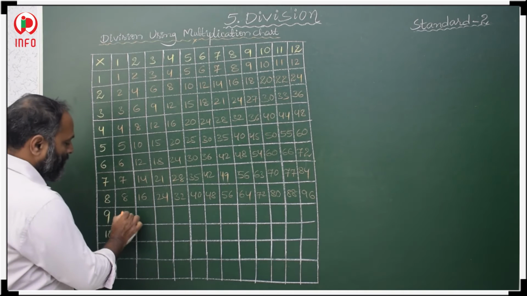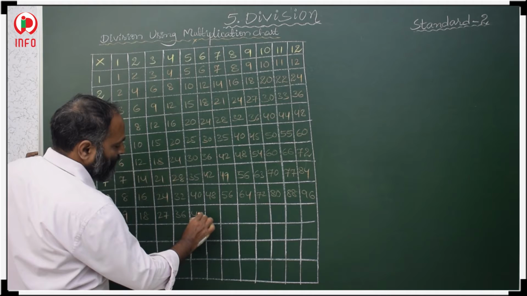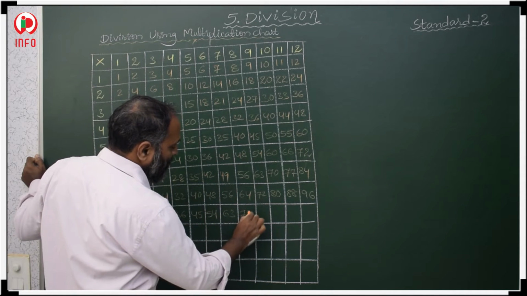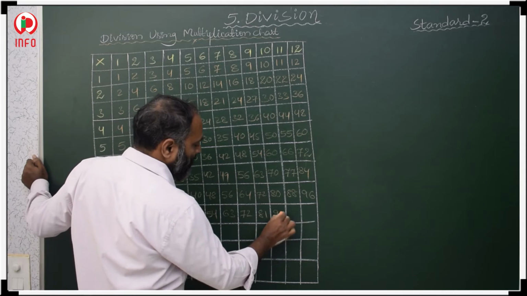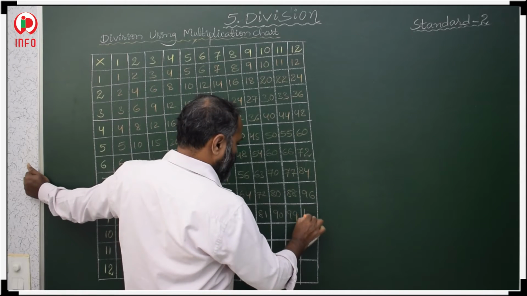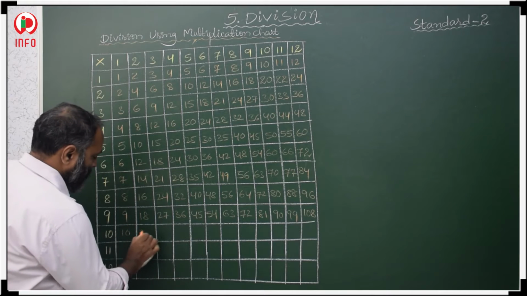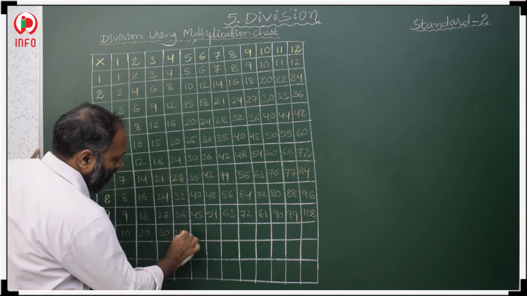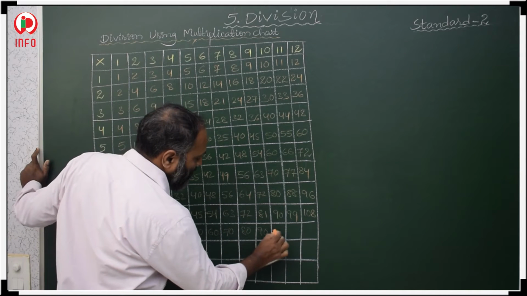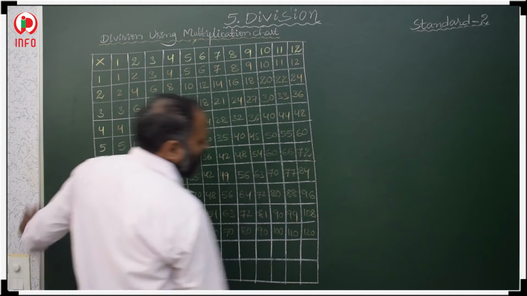Next, 9. 9 1s are 9, 9 2s are 18, 9 3s are 27, 9 4s are 36, 9 5s are 45, 9 6s are 54, 9 7s are 63, 9 8s are 72, 9 9s are 81, 9 10s are 90, 9 11s are 99, 9 12s are 108. Next, 10 1s are 10, 10 2s are 20, 10 3s are 30, 10 4s are 40, 10 5s are 50, 10 6s are 60, 10 7s are 70, 10 8s are 80, 10 9s are 90, 10 10s are 100, 10 11s are 110, 10 12s are 120.